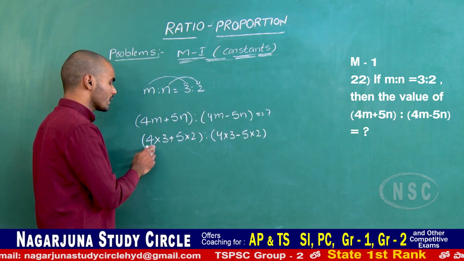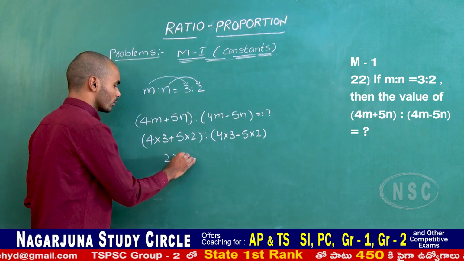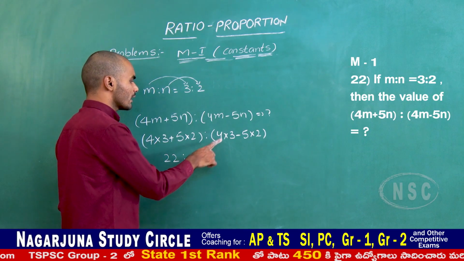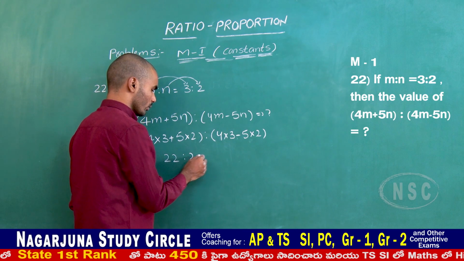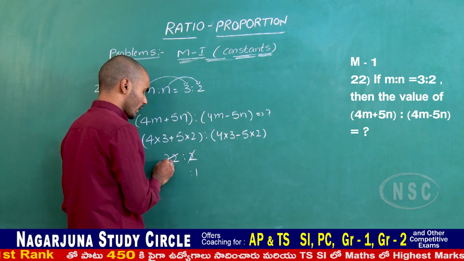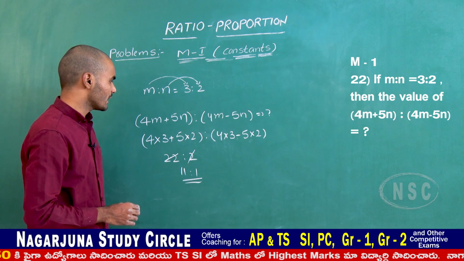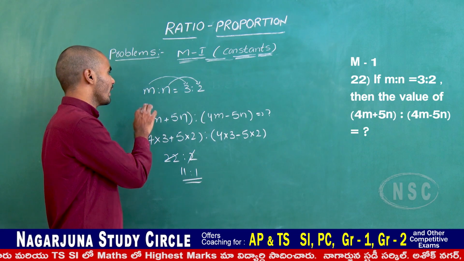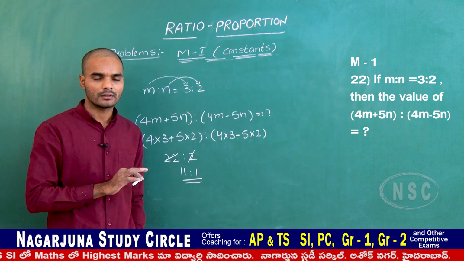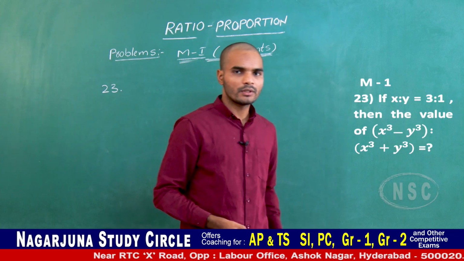Then 4 3s are 12, 5 2s are 10, 12 plus 10, 22. 12 minus 10, 2. 2 1s are 2, 2 11s are 22. This is the result of 4m plus 5n is to 4m minus 5n. Just substitute these values into the equation. That gives the answer.